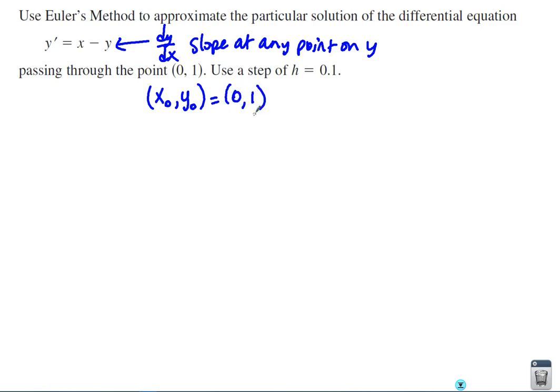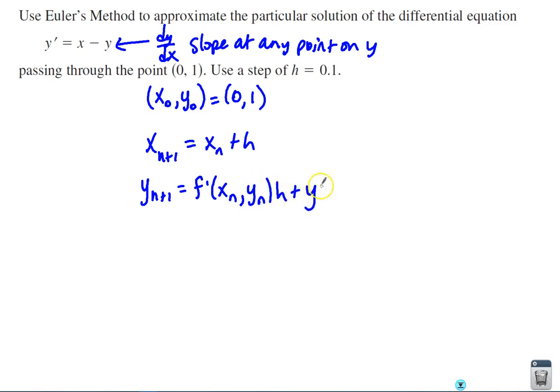All right, I need x1, y1, and then I'm going to also use that to find x2, y2. I'm going to show you both of those. So remember for Euler's, I have x of n plus 1 is equal to x of n plus h, y of n plus 1 is equal to f prime at my previous point times h plus the y value at my previous point. Okay, so I have x naught, y naught. The first thing I'm going for is x1, y1.